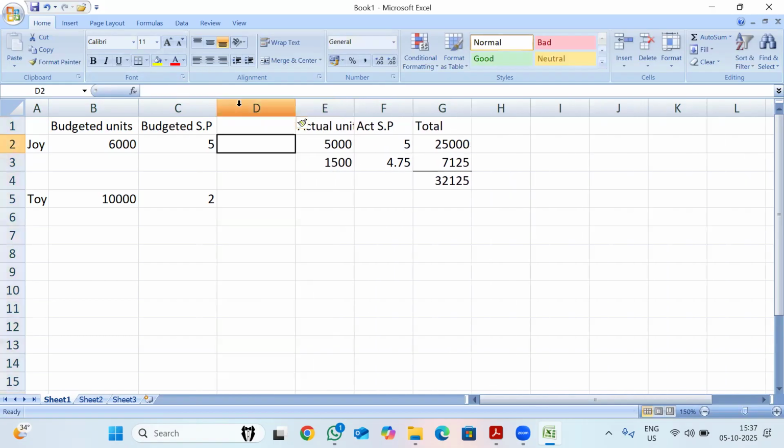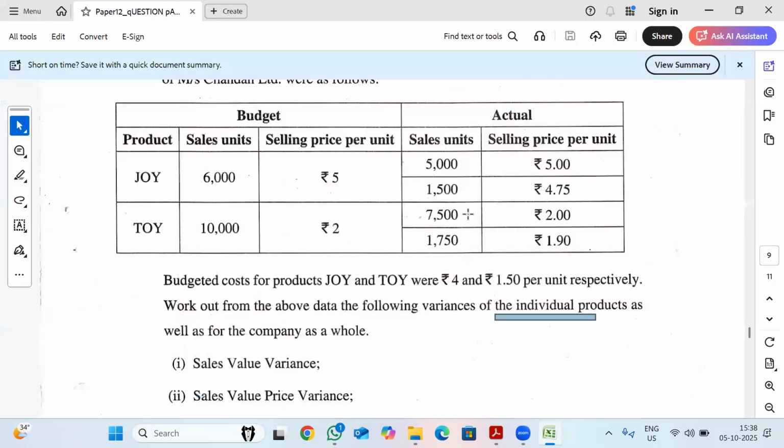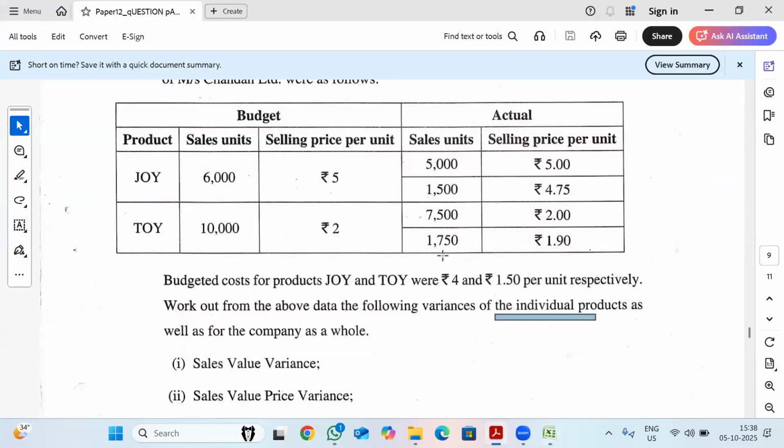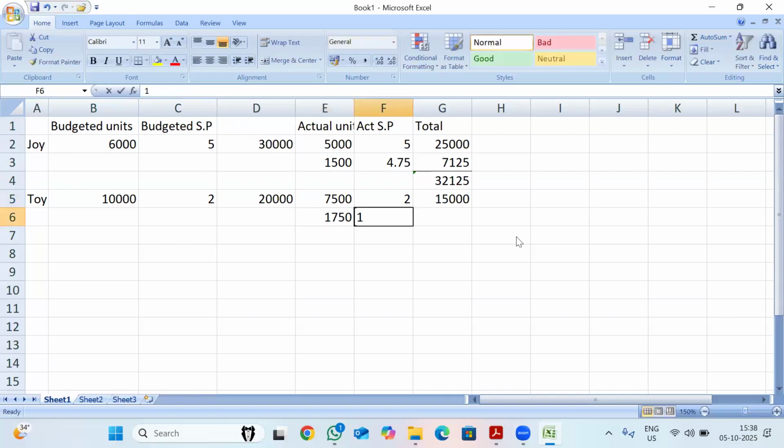My budgeted sales will be 6,000 into 5 only, so 30,000. For Toy it is 20,000. In the same way I want to calculate actual sales for Toy, 7,500 into 2 and 1,750 into 1.9. So my total actual sales is 18,325. Fine.